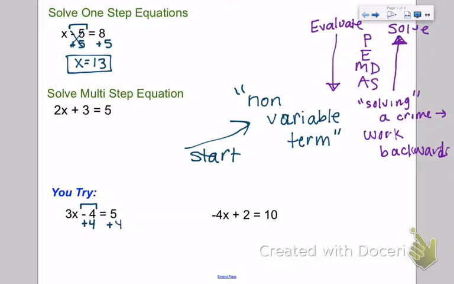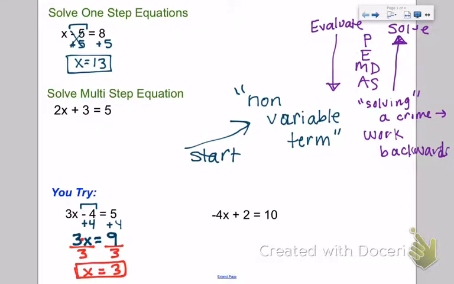When I do that, the -4 and the +4 cancel, so all I'm left with on one side is 3x. 5 plus 4 gives me 9. And we're back to something familiar, a one-step equation. We see that we are multiplying 3 times x, so we need to divide by 3. Whatever we do to one side, we do to the other, so I have to divide 9 by 3 as well. So I'm left with x equals +3.